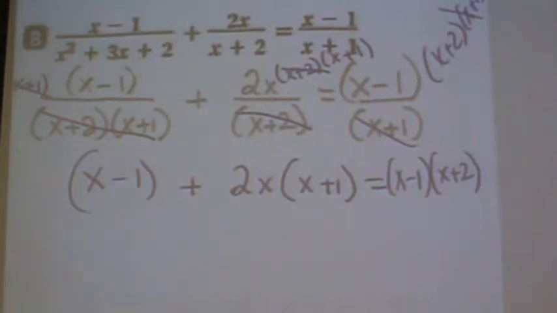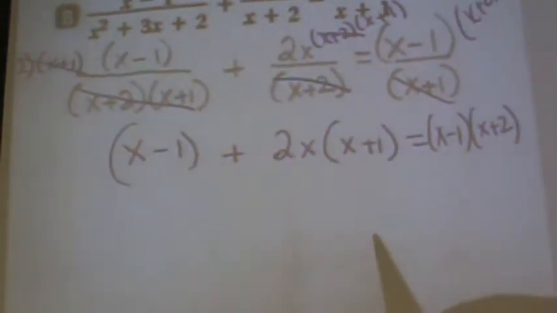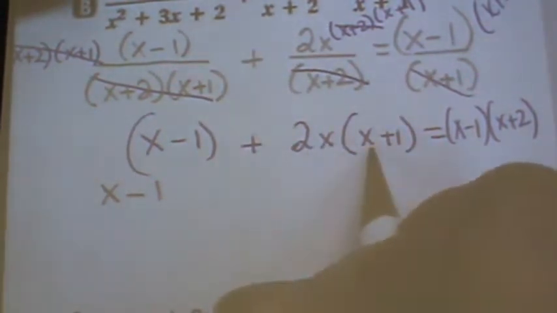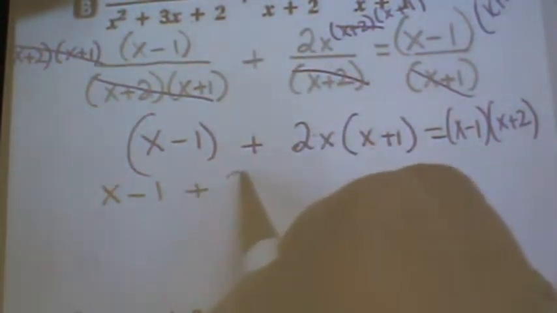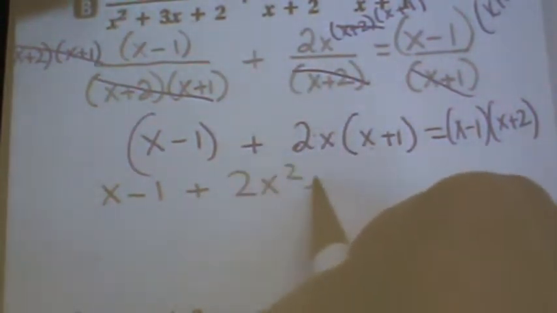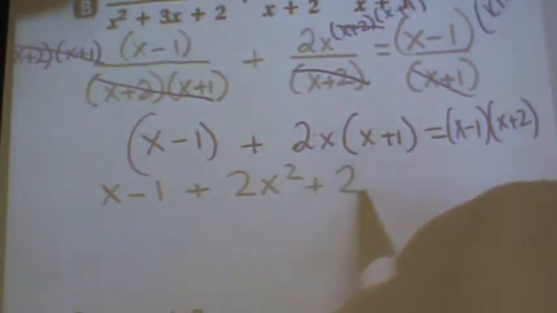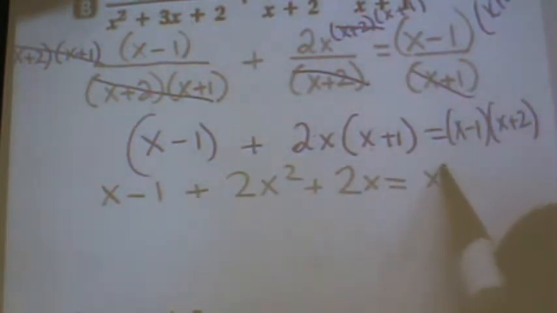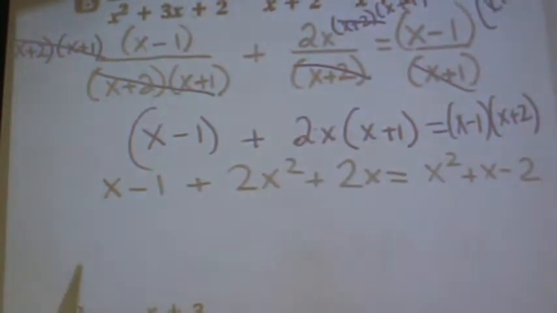Distribute, right. Distribute what? The 2x to the x plus 1. So you get 2x squared plus 2x equals what? x squared plus x minus 2. Okay. Next.